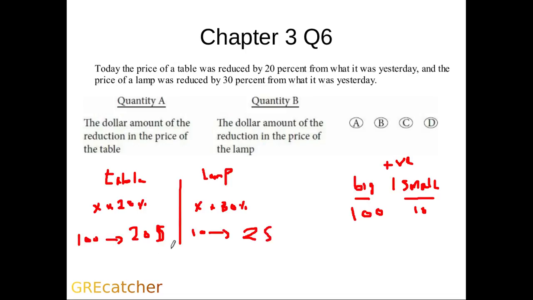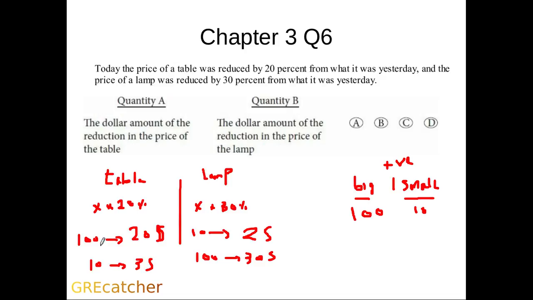Okay, right, let's reverse it. Let's say that the table is $10 and the lamp is $100. Now here we have reduction by 30%, $30, I'm sorry, $30, and for 10 you have reduction by $3. So just by reversing, the values are reversed.